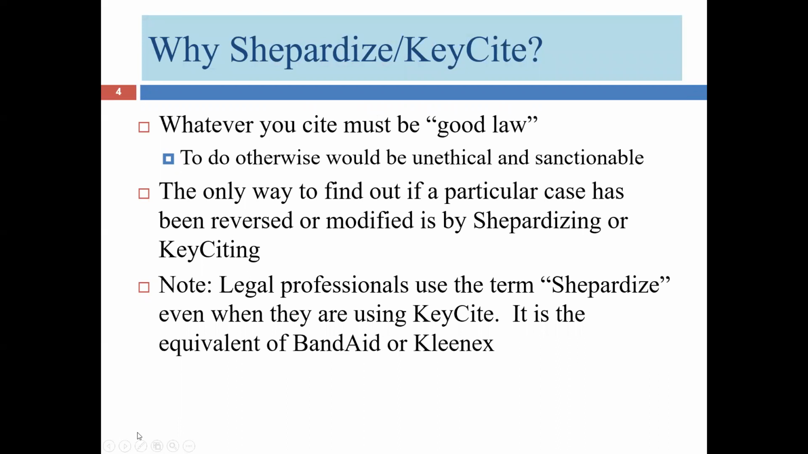So why do we Shepardize or why do we KeyCite? The main reason we do it is because we have to. Law changes over time. There are lots of precedents out there, lots of judicial opinions that are no longer good law because either the legislature has come in and changed the law or a subsequent court has changed the law. We can't cite Dred Scott or Plessy v. Ferguson anymore, obviously. We can't cite a case that has been overturned, and we'll go through an example of that in a few minutes.